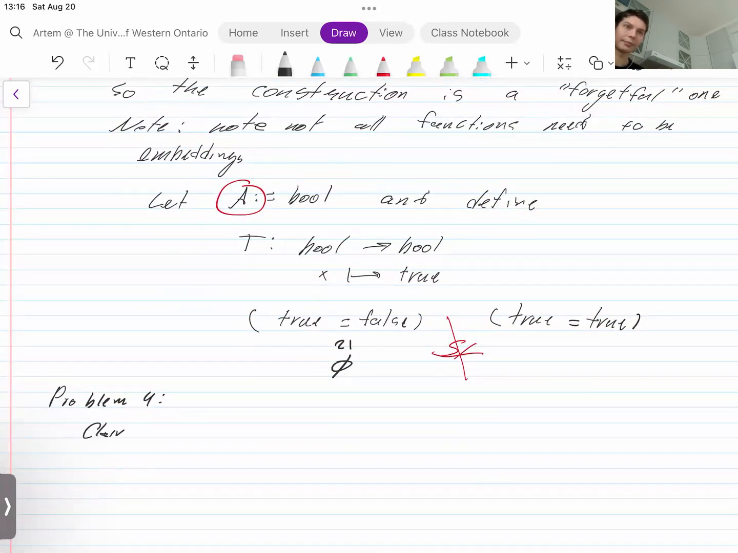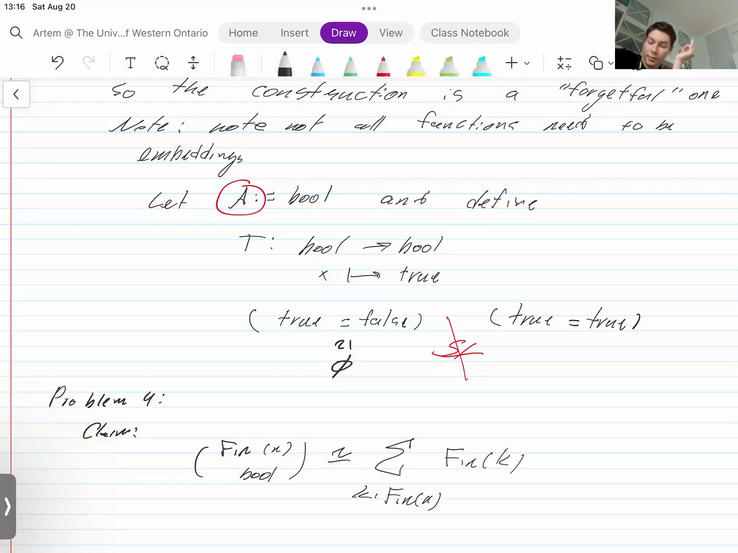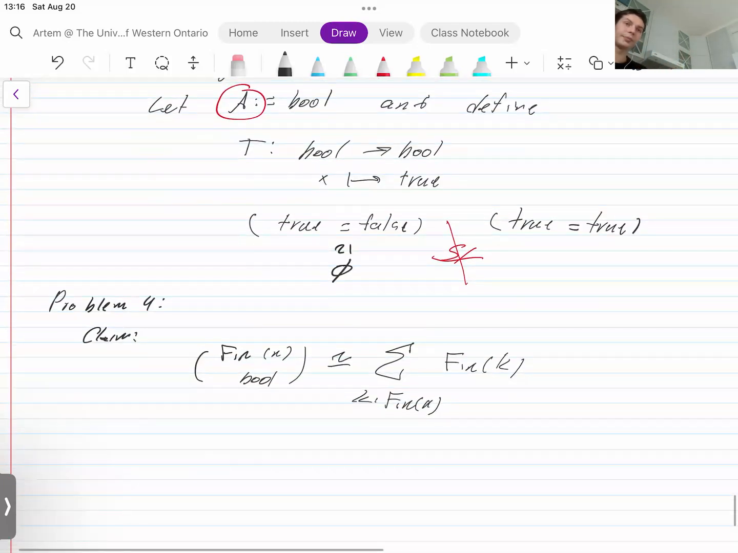So claim: taking two elements out of a finite set of n elements is the same as summing over finite sets of k elements here. Okay, this is quite straightforward. So proof by induction on n.